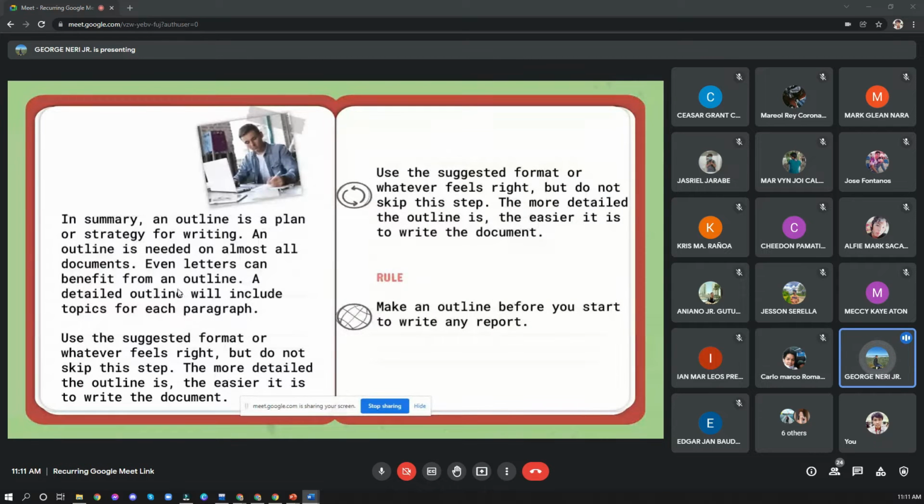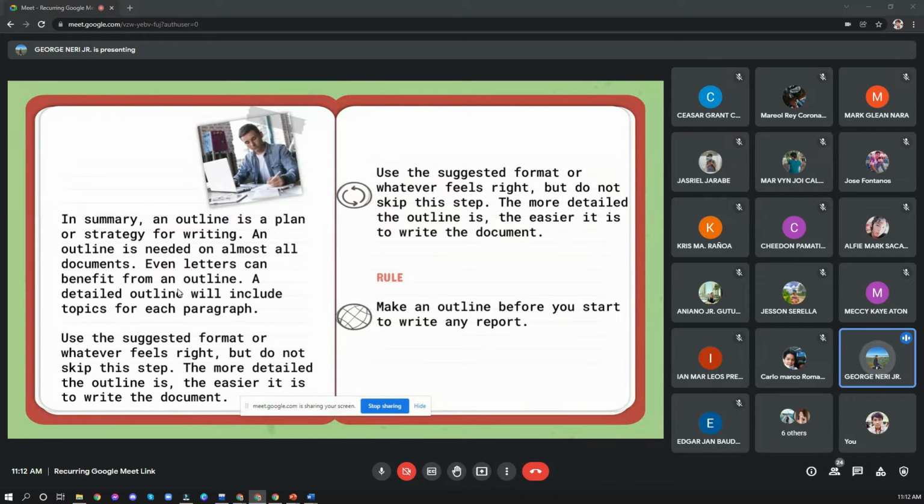So, in summary, an outline is a plan of strategy for writing. An outline is needed for almost all documents. Even letters can benefit from an outline. A detailed outline will include topics for each paragraph.